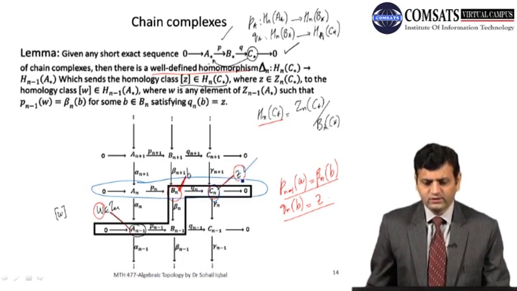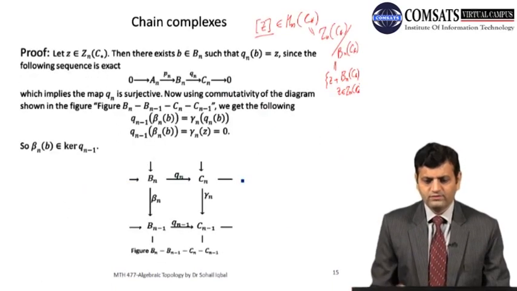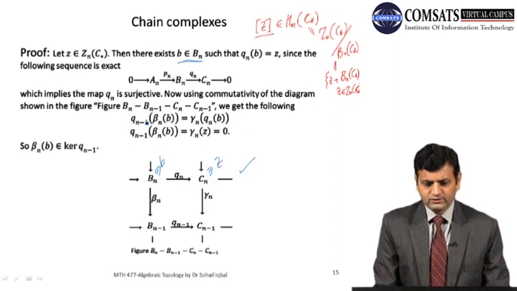We started from this element z, and now we are using the surjectivity of this Qn to say that there must exist an element b belonging to Bn such that Qn of b is equal to z. Now, using commutativity of the diagram shown in this picture, we get the following. We have b belonging to Bn, and z belonging to Cn, starting from Bn and following two different routes: first apply βn and then apply Qn minus 1, or first apply Qn and then apply γn.